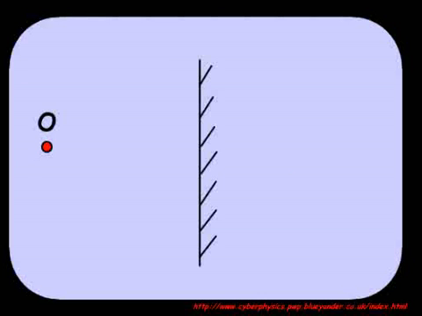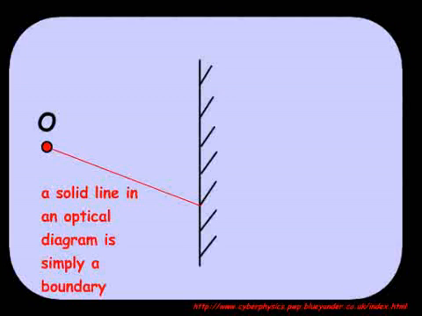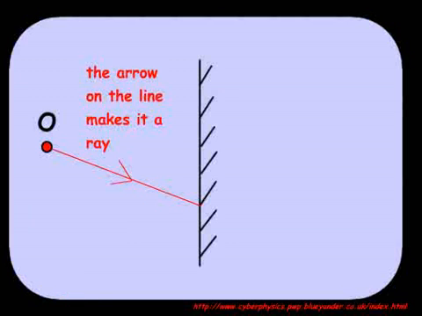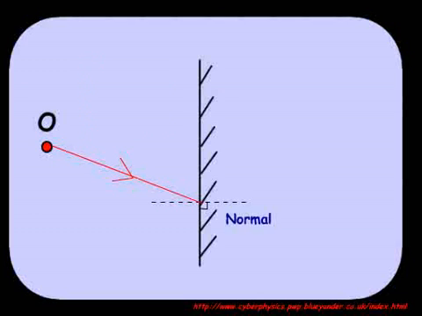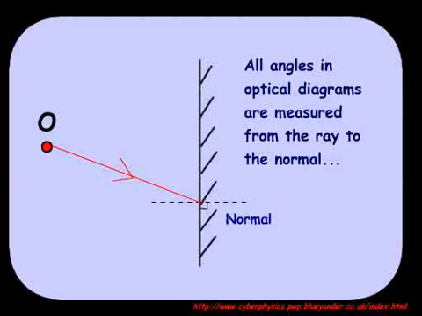Take a ray from that point and make it hit the mirror. Remember that for a line to represent a ray in an optical diagram, it has to have an arrow on it. Add the normal at the point where the ray hits the mirror. A normal is always drawn wherever a ray hits a boundary between two media.